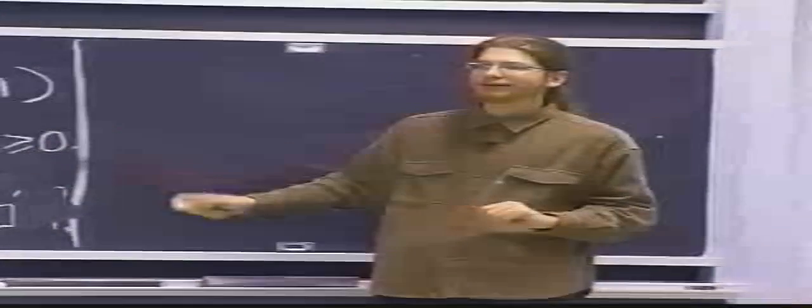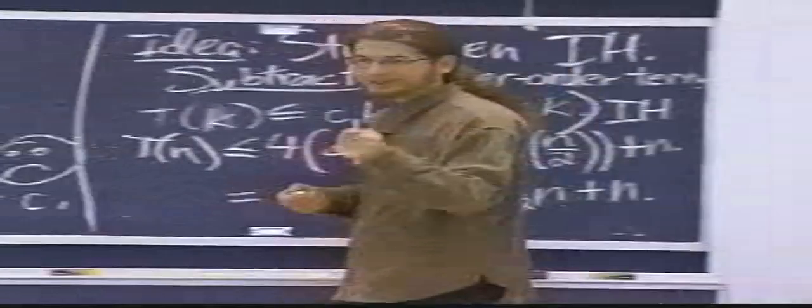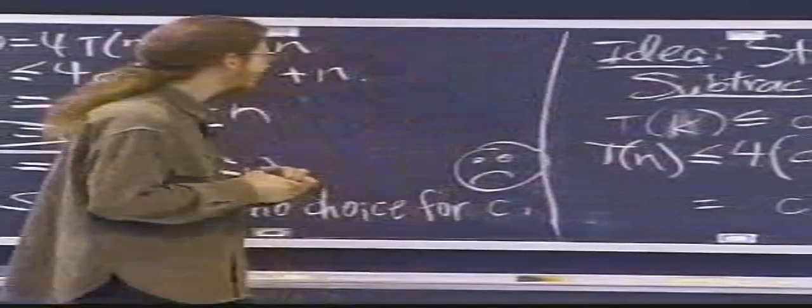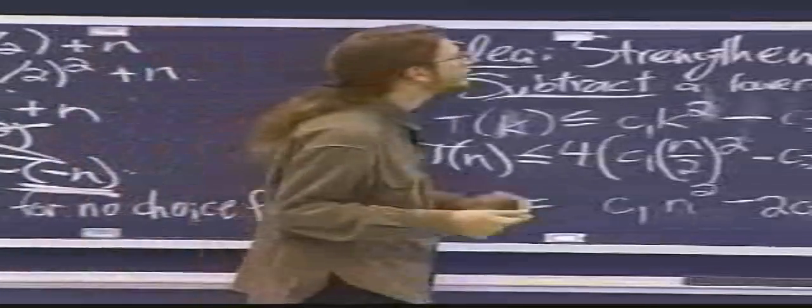It's what I haven't written. Yeah? C1 has to be positive for the base case? For the base case, right. So C1 has to be positive for the base case. Actually, it has to be a little more than positive. Where do we have a base case? Here.